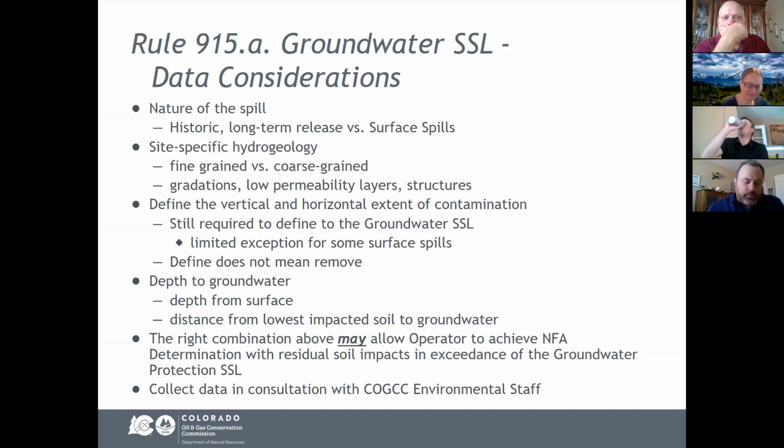So this slide presents some of the data considerations that the operator is going to need to provide and what we will look at to try to make the determination of what cleanup standards are appropriate. So the nature and extent of the spill is always important. Was it a historic long-term release versus a surface spill that was discovered immediately and able to be cleaned up before there's much migration into the subsurface?